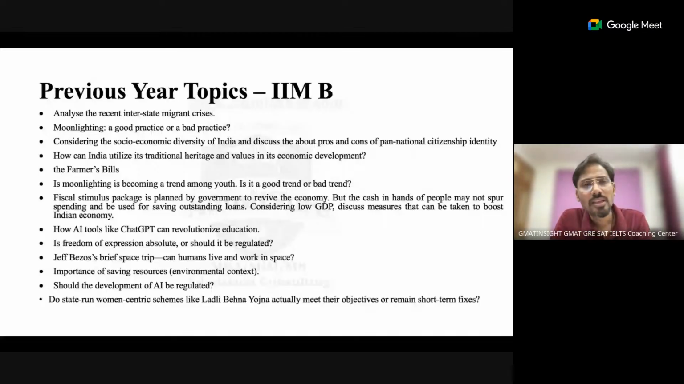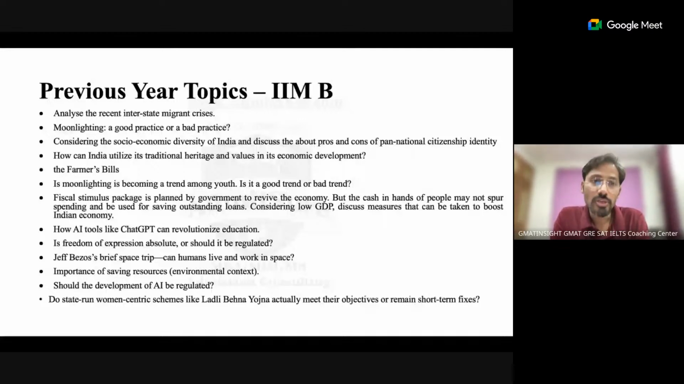The first was to analyze the recent interstate migrant crisis that was going on last year. Moonlighting is one of the things that might seem very vague to some people, because not everybody knows about these kinds of terms. In different discussion forums, I have seen people really surprised because they had no idea what exactly moonlighting is. Moonlighting is a process in which a full-time worker is also doing some side hustle.